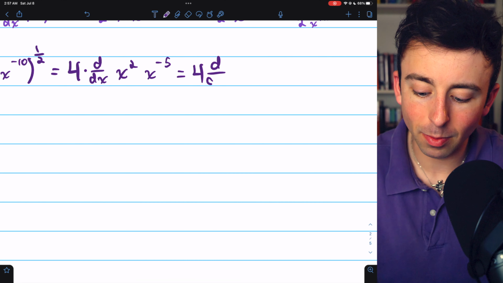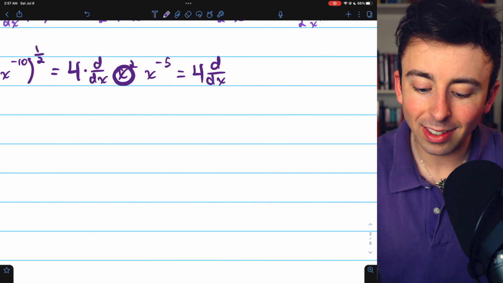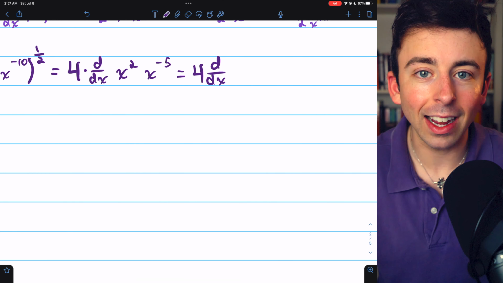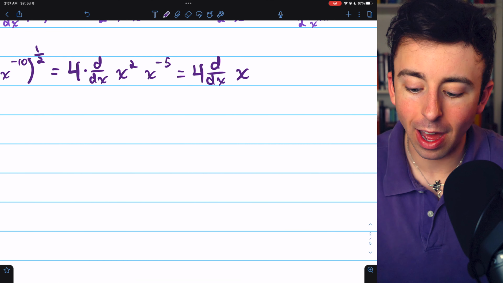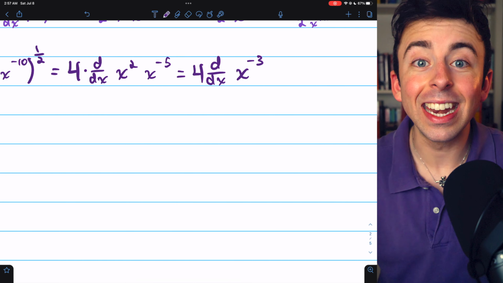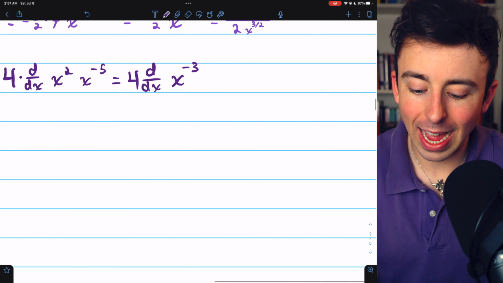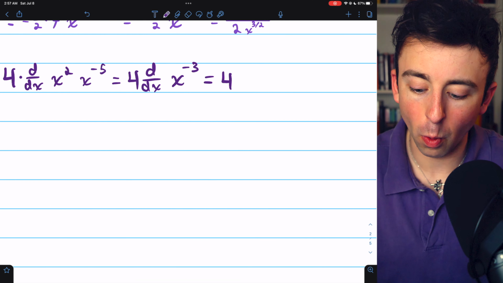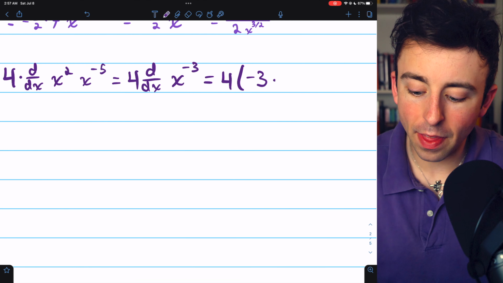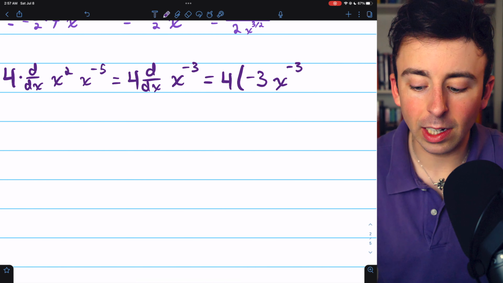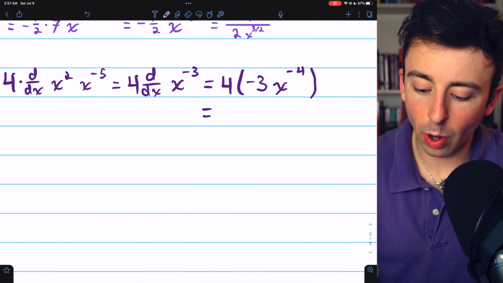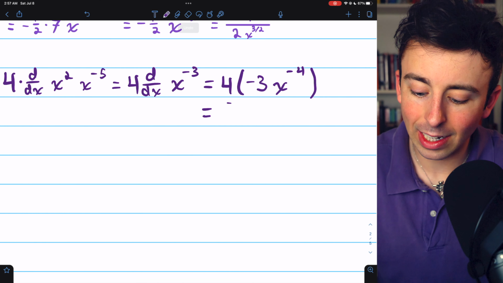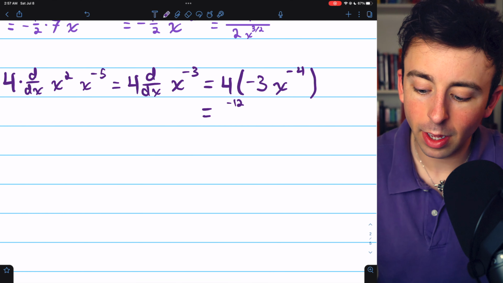This is 4 times the derivative of, since these guys have the same base, it's x and x, all we have to do is add the exponents together. So 2 plus negative 5, which is negative 3. Now we can use the power rule. We'll want to bring that negative 3 out as a factor, so 4 times negative 3, and then reduce that power by 1. Negative 3 minus 1 is negative 4, so I'll just write that. Finally, what's our answer? Well, 4 times negative 3 is negative 12, and then the x to the negative 4, I'll write in the denominator with a positive 4 power.